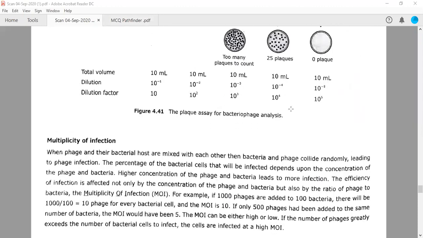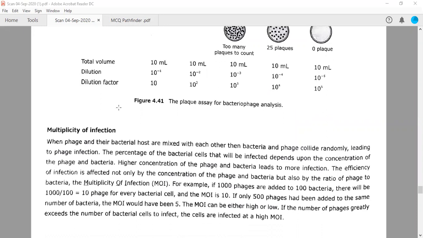So you got this, how we will count the number of plaques. Then we were discussing multiplicity of infection. We will call it MOI, right? So the multiplicity of infection is the number of viral particles which are going to infect a bacterial host cell, right? So कितने वायरस पार्टिकल्स अवेलेबल हैं एक बैक्टीरियल सेल को इन्फेक्ट करने के लिए, ठीक है?